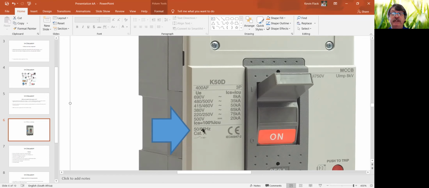Also on the front here, it says 50, 60 hertz, giving us some idea that it doesn't really matter which frequency. Obviously, South Africa is a 50 hertz environment. America and certain of their allied states would be 60 hertz. For the sake of a circuit breaker, it doesn't really matter, the kA is all the same thing. There's no difference based on the frequency of the power supply. You can see here it's IEC 60947 part 2, one of the world's biggest specifications in terms of circuit breakers. We also see at the top here, it's a 400 amp frame size.